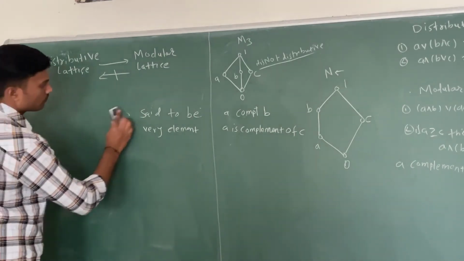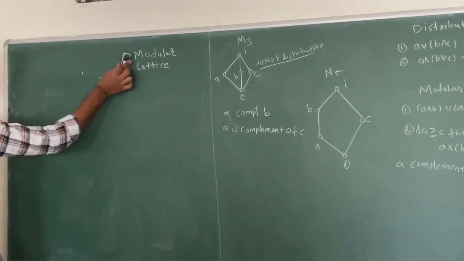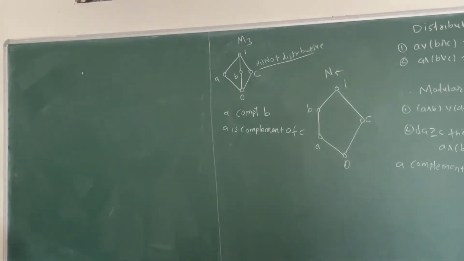Once 0 is complement of 1, then 1 complement is 0, right? If A is complement of B, then obviously B is also complement of A. Now we will discuss the De Morgan's law.